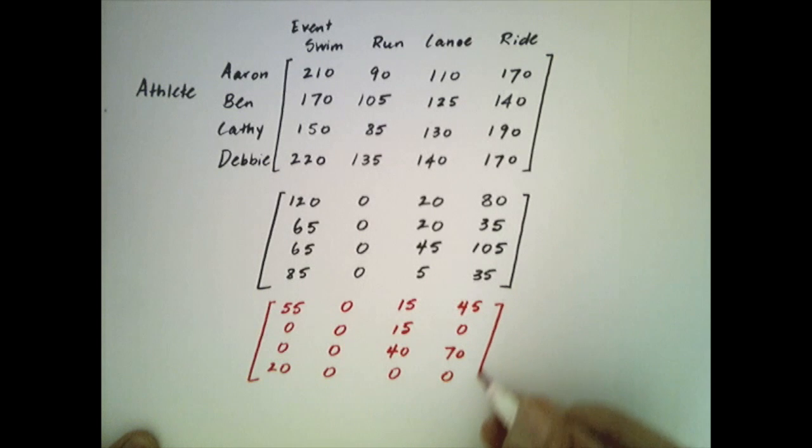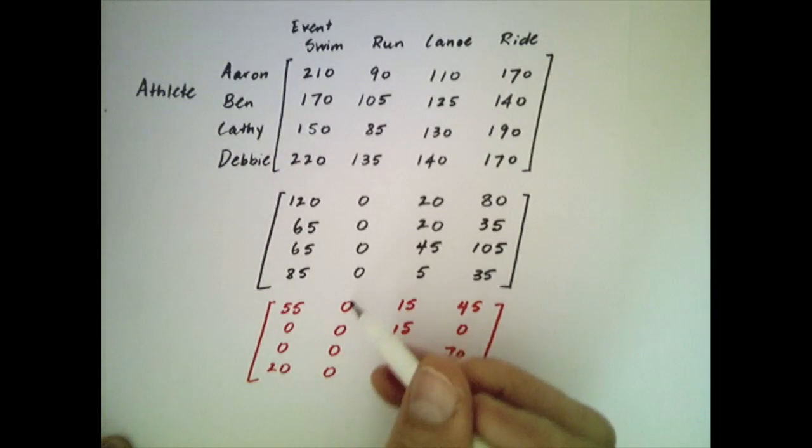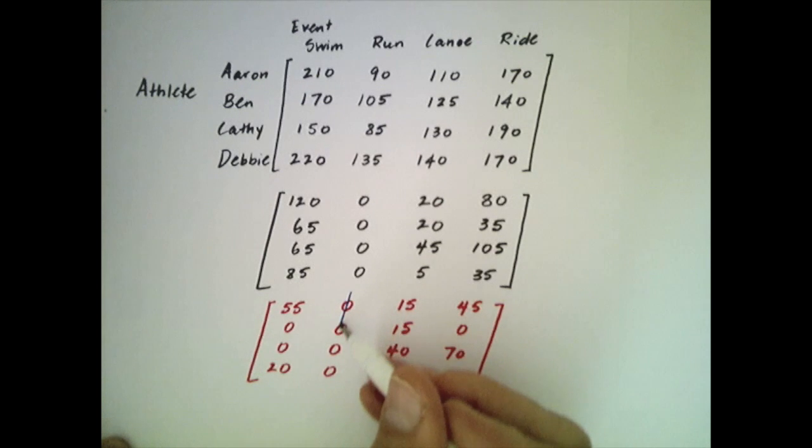The next step in this process is to cross out the zeros, but we try to do that using the minimum number of horizontal and vertical lines. So in this case, what we can see is that we do have column 2 with lots of zeros, so we'll cross that one out first.